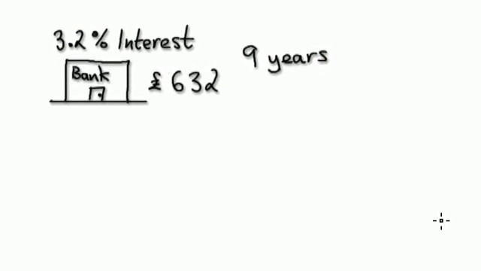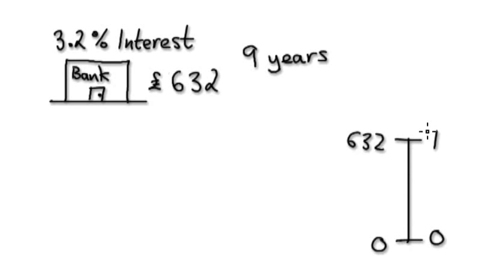So draw the diagram. Hang on. Your diagram should look something like this. Let's say 0, 0 here, then 1. The original is 632. After year 1, you're going to get 1.032.